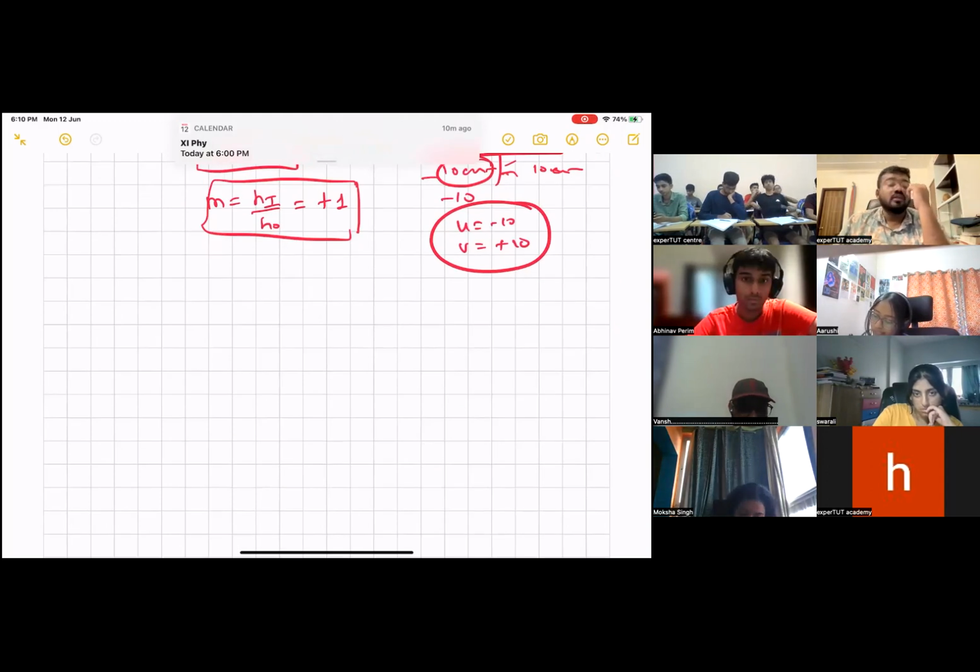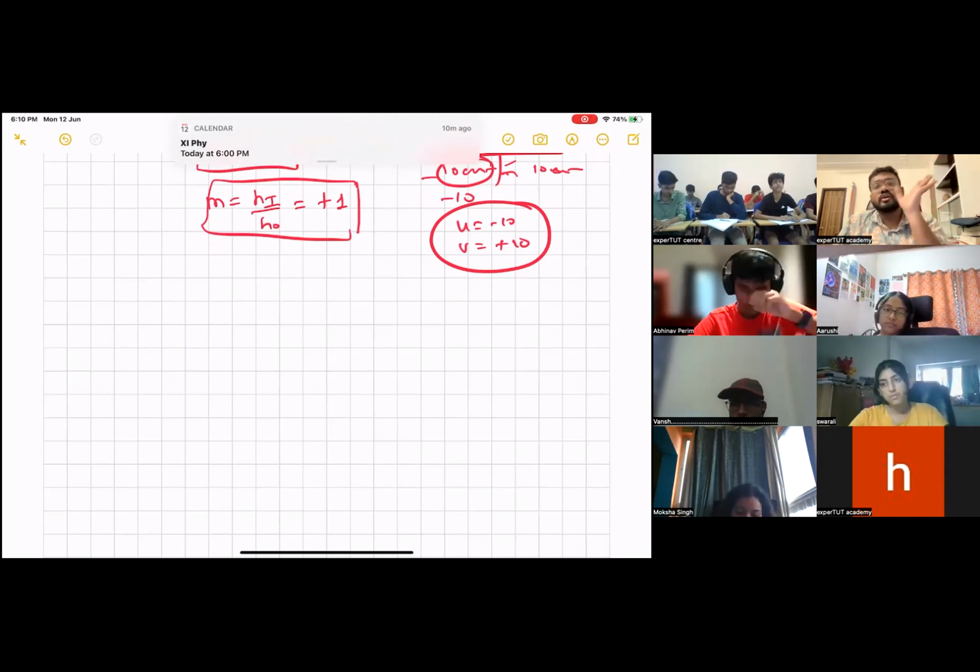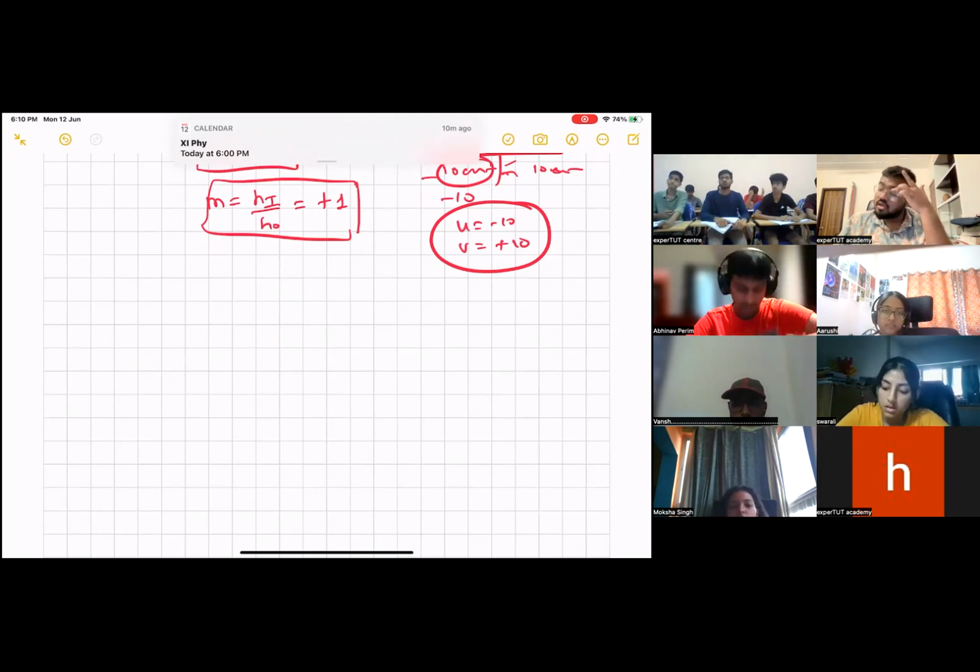The important thing about a virtual image is that it is there because you are trying to see it. If you don't try to see it, it is not there. A real image is there whether you are seeing it or not, it is always there. If there is a real image at a point, it is there.